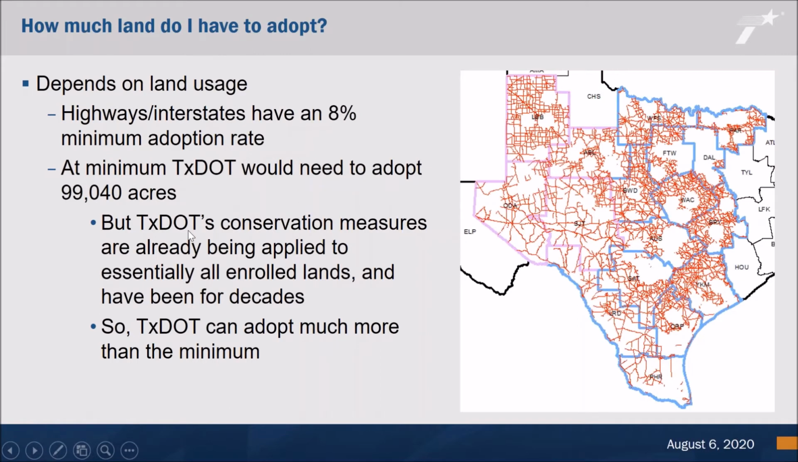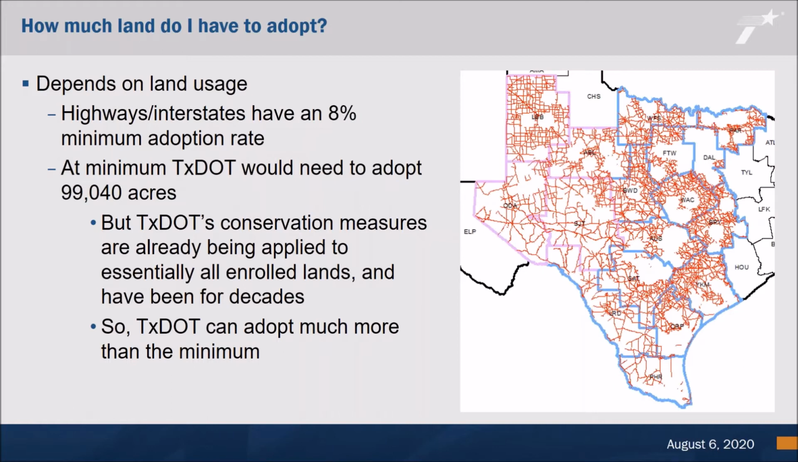And once you have your estimate of how much land you're enrolling, you're going to want to figure out of that, how much do you have to adopt, and then where do you want to adopt, things like that. So for highways and interstates, per the CCAA, we have an 8% minimum adoption rate. So that means for 1.238 million enrolled acres, we would need to adopt at least 99,040 acres.